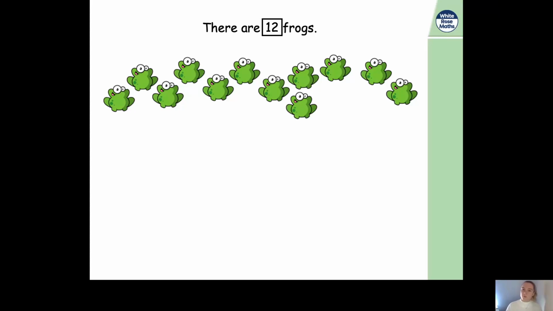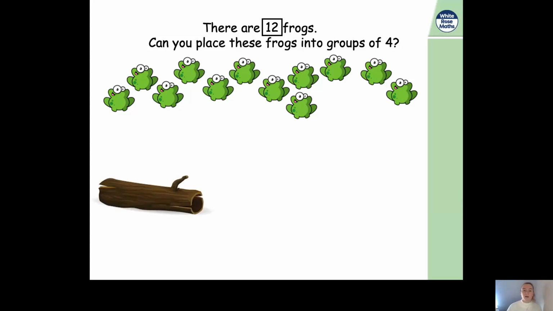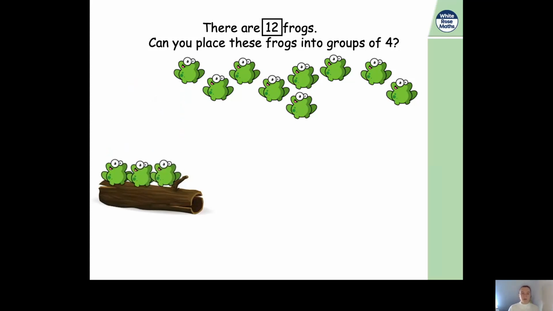Now, what do we need to do with these frogs? We need to put these frogs into groups of 4. So each group needs to have 4 frogs in it. And we're going to put them into groups on logs. So how many frogs did I need on this log? Yes, I needed 4 because I need groups of 4. So let's put 1, 2, 3, 4. There we go. I've completed my first group because I've got 4 frogs on that log.